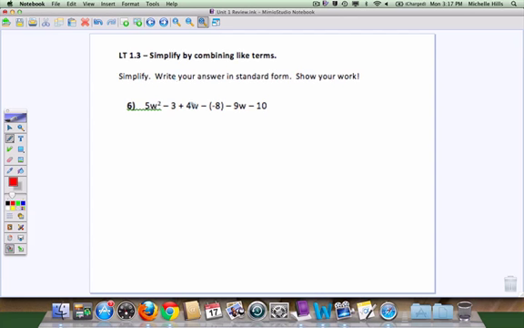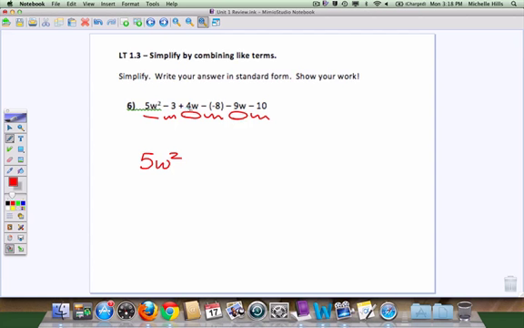Simplifying by combining like terms, well, I have w squared, but it's the only w squared. I have a constant, and here's another constant, and here's a third constant, and then I have this w term and another w term. Of those three kinds of terms, w squareds go first, so that 5w squared doesn't have anything to combine with. It stays a 5w squared.